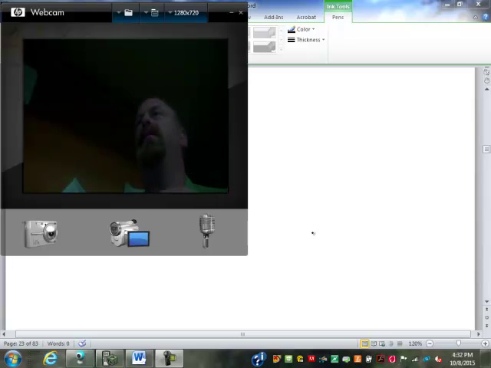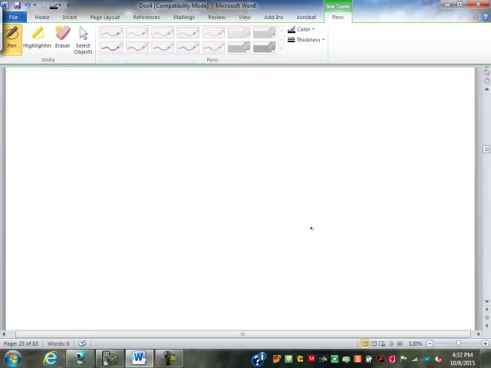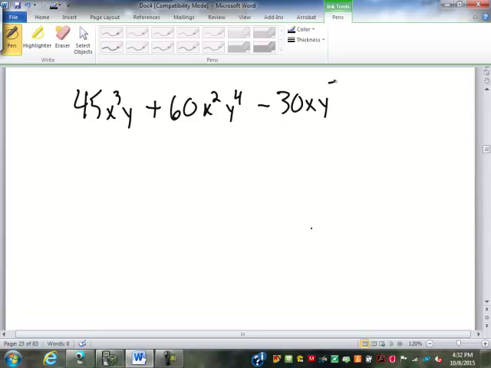Okay, so we left off last hour talking about the greatest common factor factoring. And let's do one more example just to see how you're doing with them. Let's do 45x to the third y plus 60 x squared y to the fourth minus 30 x y to the fifth. So find the greatest common factor and divide it out to factor that.